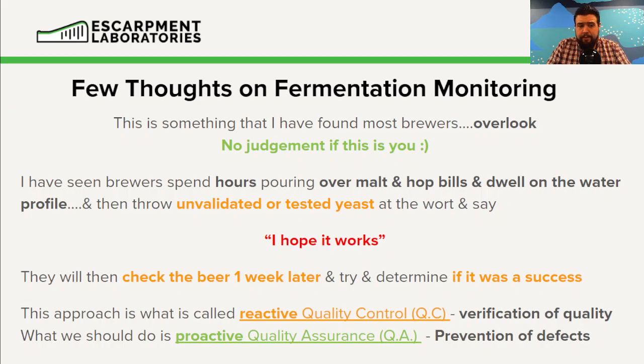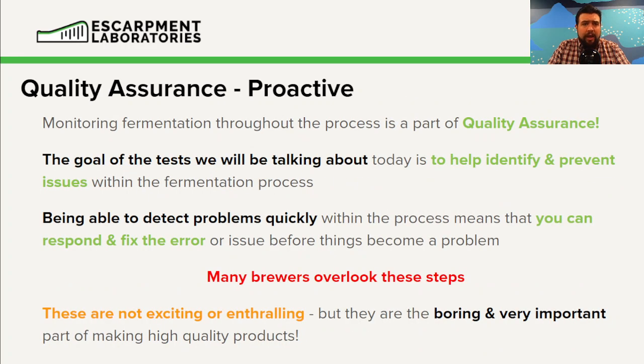This isn't great. This approach of doing everything a week later, or not testing things, is what we would call reactive QC, or quality control. This is a verification of the final product's quality. What we should be doing, and what we'll be talking about mainly today, is what we call proactive quality assurance, the prevention of defects. If we're not monitoring the process, we can't prevent or course correct defects away. And this is where I see the very good brewers shine. Quality assurance is all about monitoring something throughout its process. That is how we assure the quality of the product.